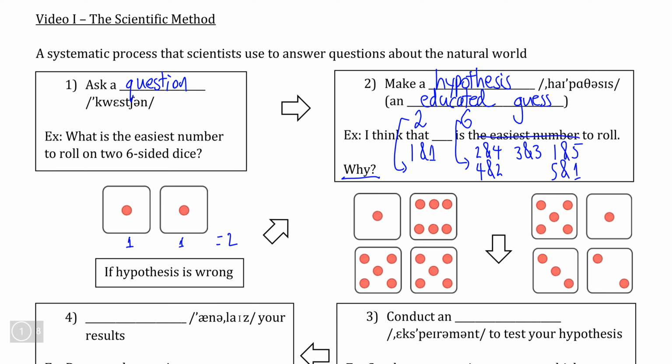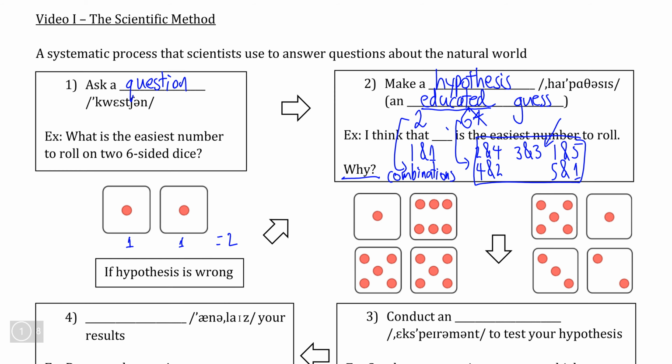So what we can see here by simply looking at the number of possible combinations of dice rolls that you can get, it seems like there are a lot more different combinations to roll 6 than there are with 2. So it's looking like a dice roll of 6 is a much better hypothesis, or rather a much more educated hypothesis, because we can support it with some actual evidence.